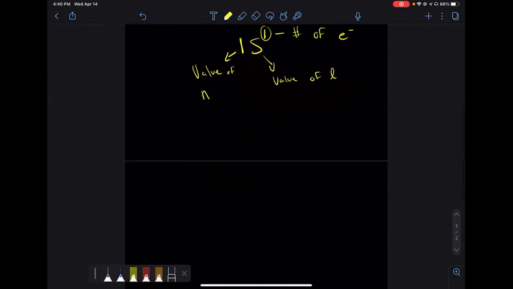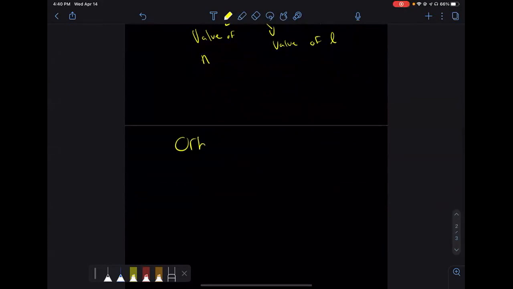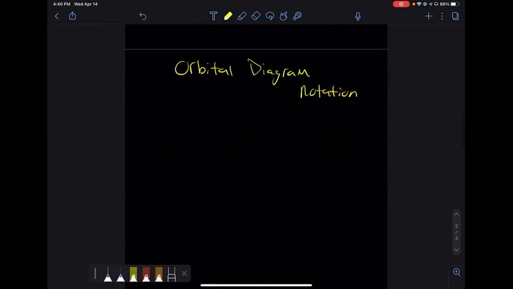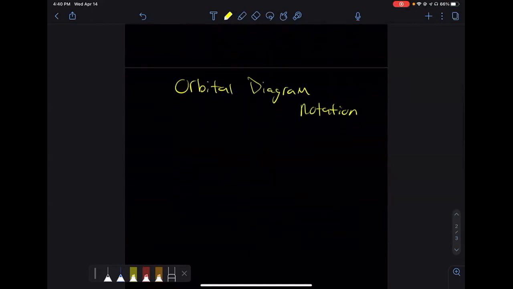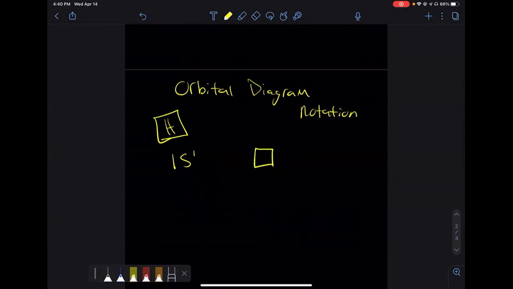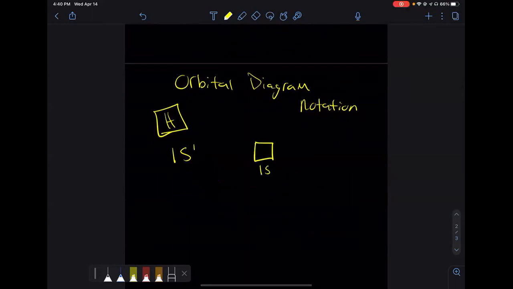The second way of writing these is orbital diagram notation. Instead of writing it like we had it previously for hydrogen, these are going to be written in boxes. So I'll draw a little box, and this is going to be the 1s box.